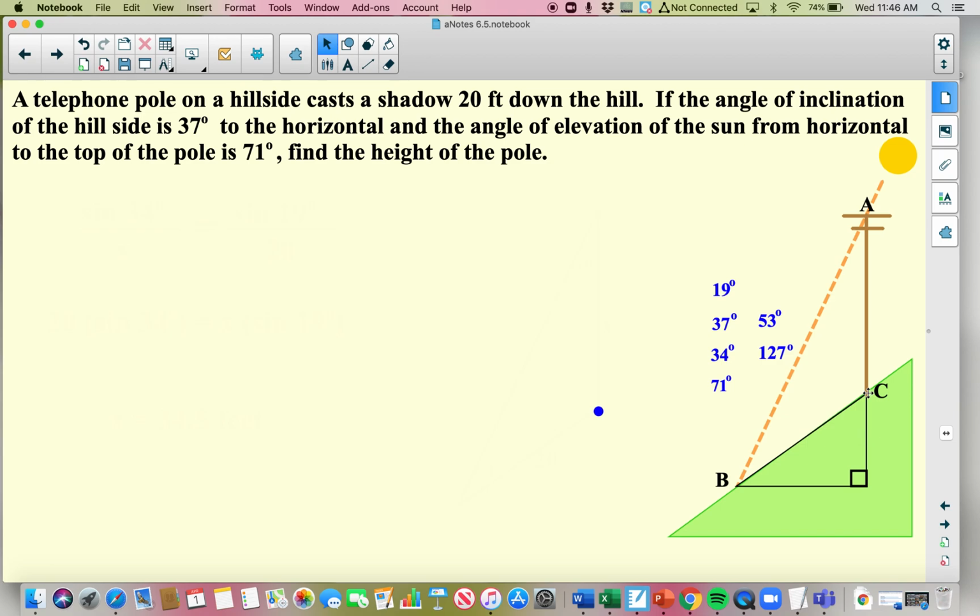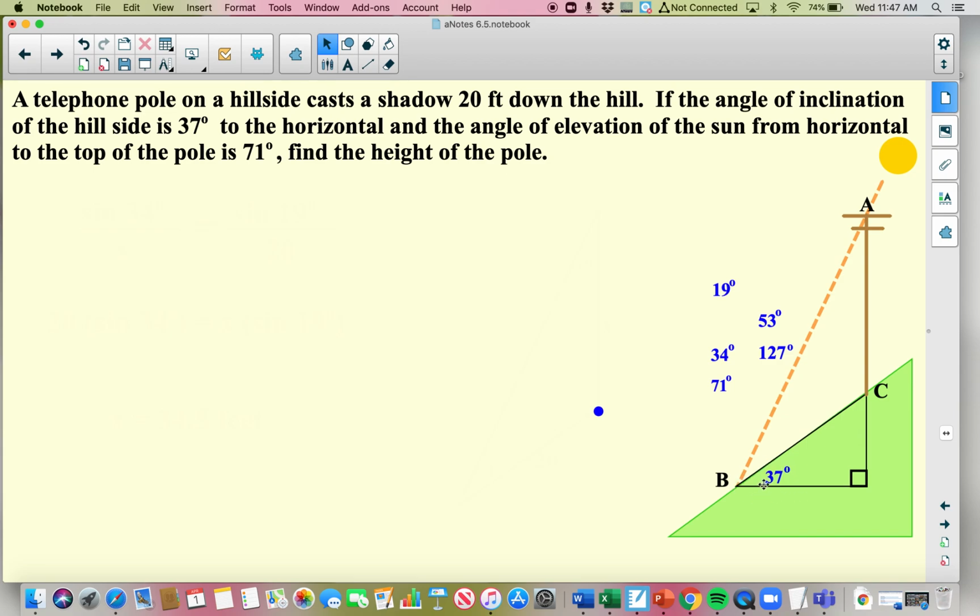The angle of inclination of the hill is 37 degrees. The green is your hill. Angle of inclination is just like an angle of elevation, except it's a hill instead of a person. So here's my horizontal for the hill, and the angle of inclination would be from the horizontal to the hillside, so that's just this little green angle here. I'm going to pull down 37 so you can visualize that with me.